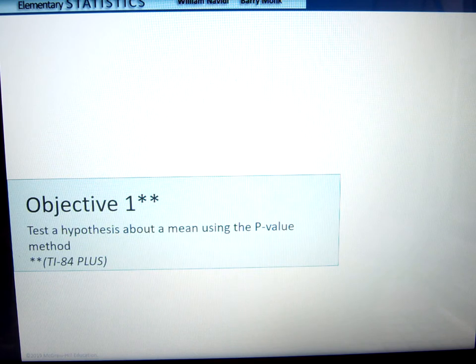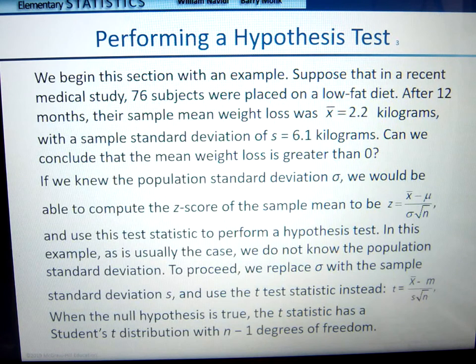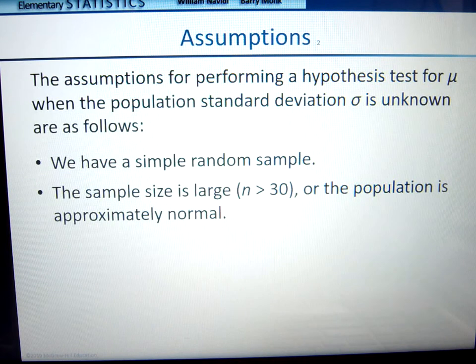Test hypotheses about the mean using the p-value method. In the beginning of this section, we supposed that in a recent medical study, 76 students were placed on a low-fat diet, and after 12 months, their sample mean loss was 2.2 kilograms with a standard deviation of 6.1 kilograms. Can we conclude that the mean weight loss is greater than 0? If we knew the population standard deviation, we'd be able to compute the z-score, but once again, we can't. So we're going to take a look at the t-statistic instead with n minus 1 degrees of freedom.